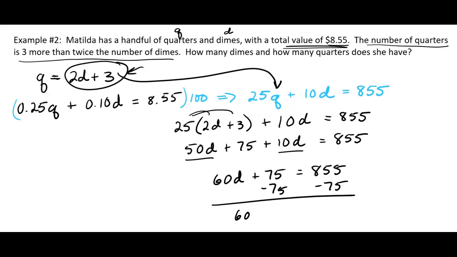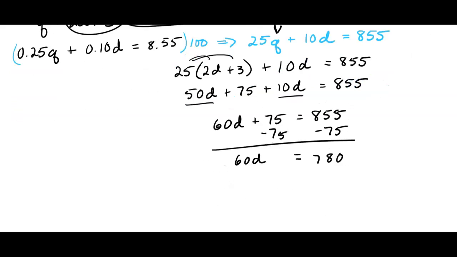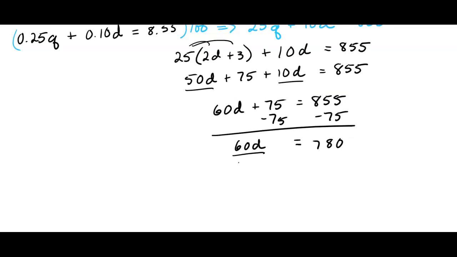So I have 60D equals 780. And then hopefully 60 goes into 780 an even number of times, because again, we can't have part of a dime. It's got to be like 5 dimes or 6 dimes. Can't have 5.5 dimes. Okay, so I think we're going to get 13 here. I did my division right. And so she has 13 dimes.